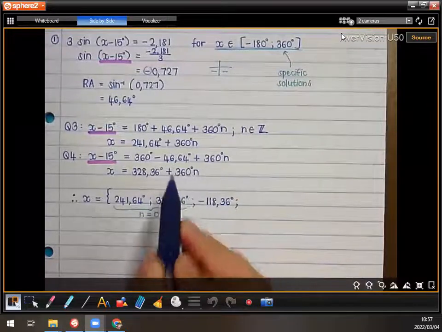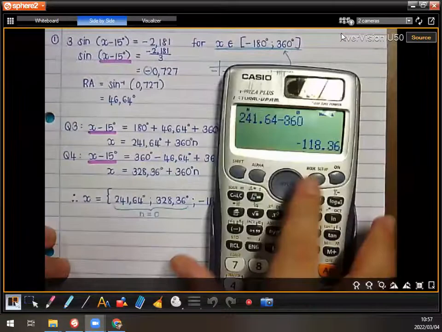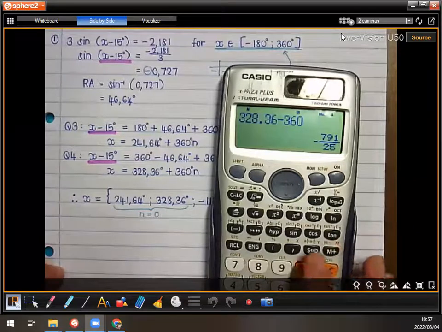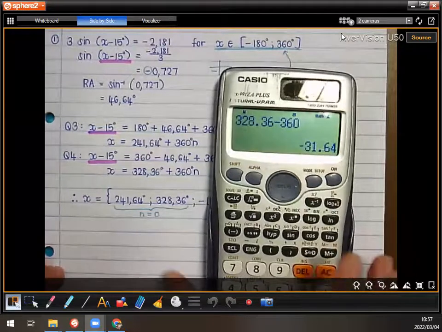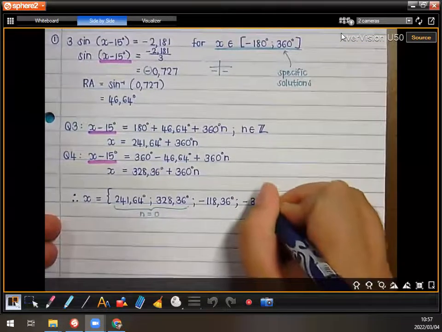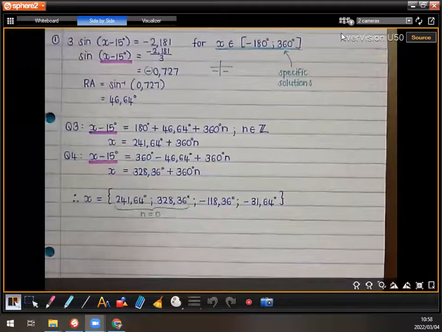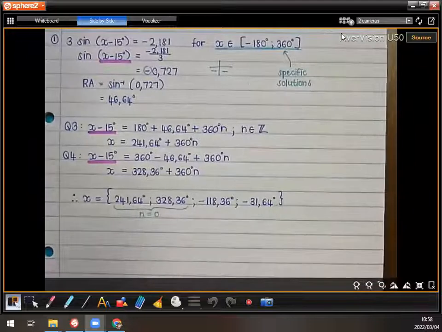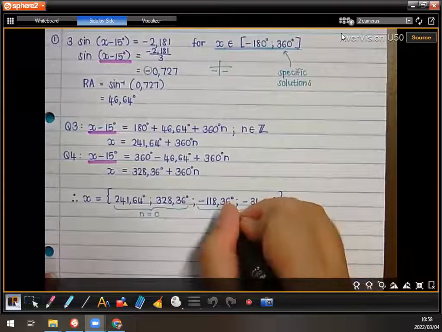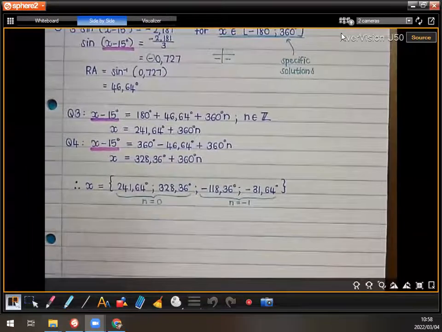And in the other equation, if I make n equal to negative 1 there, it's again going to be this minus 360. So 328,36 minus 360. And we get negative 31,64. That also falls into this interval. I mean, that's it. If we minus 360 from those two values again after that, these two answers are coming from n equals negative 1. And guys, getting these values is just calculator.